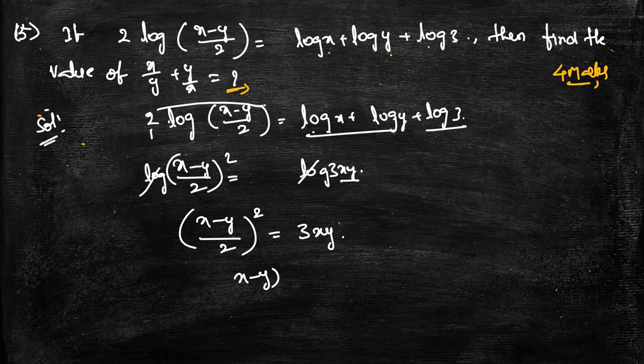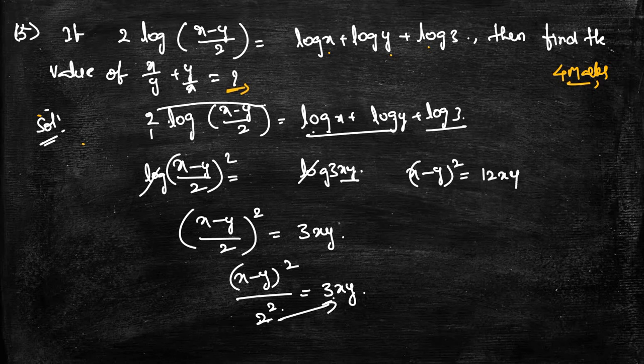Now (x minus y) whole square divided by 2 square is equal to 3xy. So 2 twos are 4, 4 will go to the right side and it will become 12xy. Now it means (x minus y) whole square is equal to 12xy. Now we have to use the (a minus b) whole square formula and expand this one.